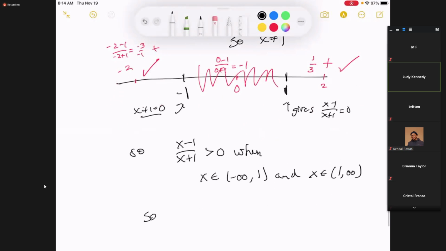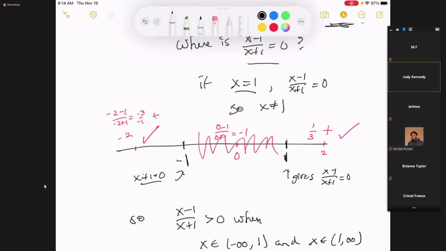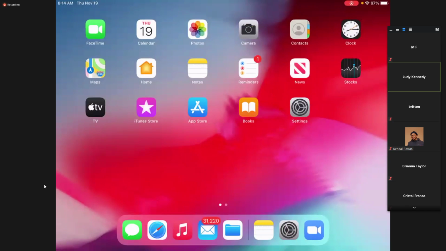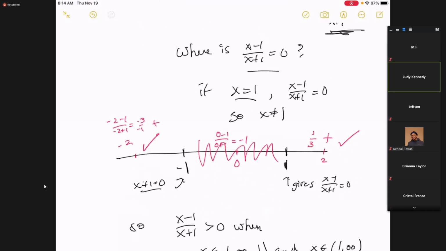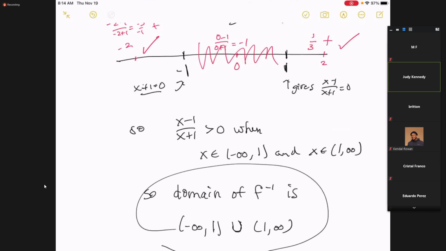Okay. So the domain of f inverse is minus infinity to minus 1 union 1 to infinity. That is any number in either one of those intervals. So we found that domain. Okay, any questions now? Somebody wants in? Okay. Are you all still there? Yes, ma'am. Okay, thank you.